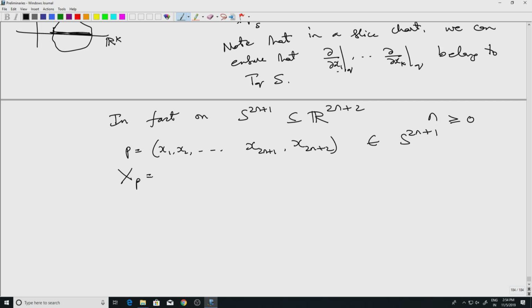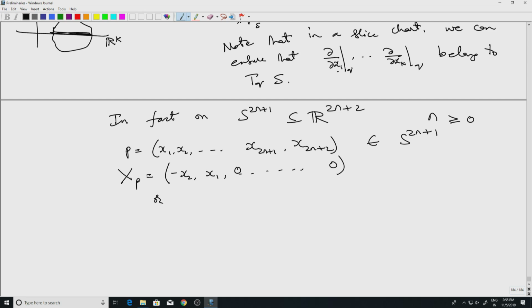I just take minus x2, x1, and I just put zeros elsewhere. This will give me a smooth vector field on the 2n plus 1 dimensional sphere. And in fact, I can play around with this and come up with other ones as well.